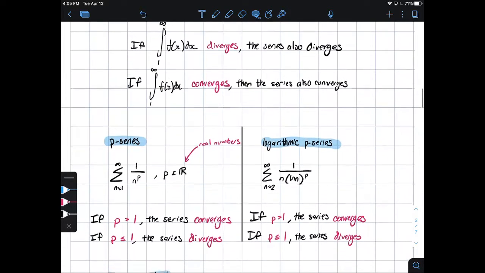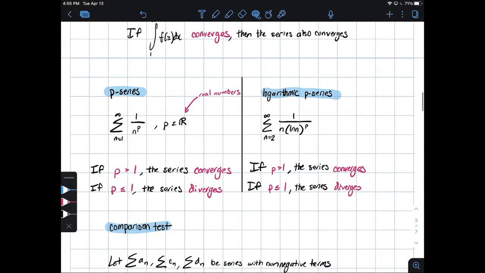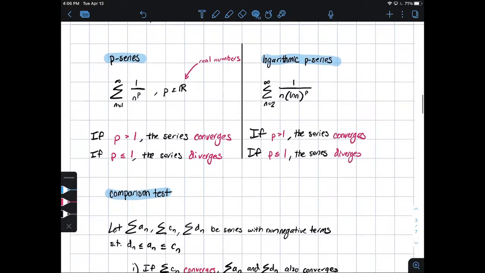That's not hard. P-series, this is one of the easier ones, so you just want to make sure you know it down pat. It's in the form 1 over n to the p. If p is greater than 1, it converges. If p is less than or equal to 1, it diverges. And then we have a logarithmic p-series, which is a variant of the p-series, and it has the same conditions for convergence and divergence.